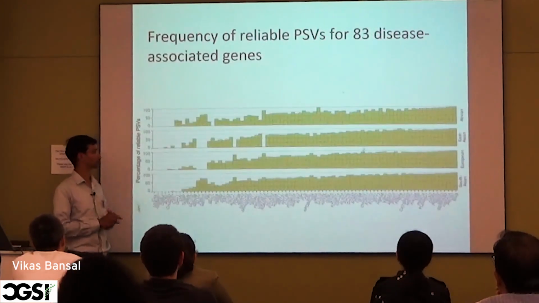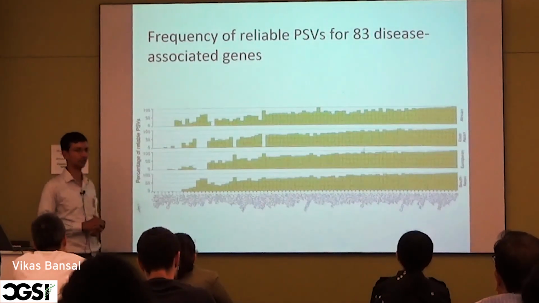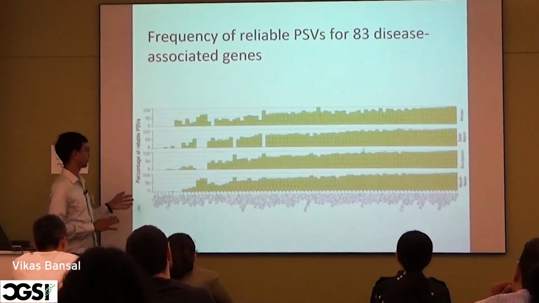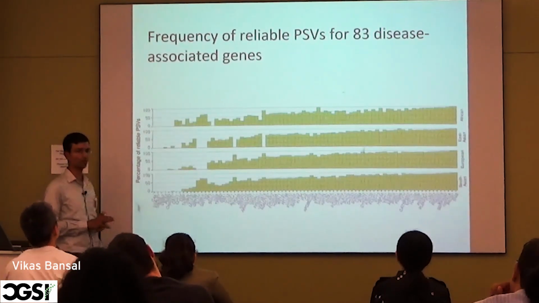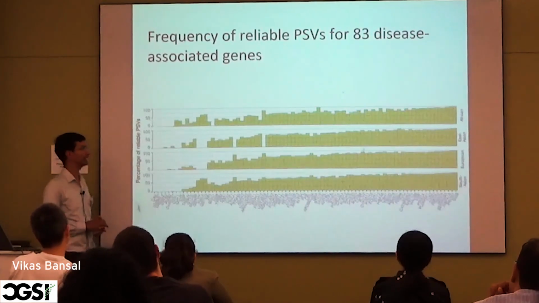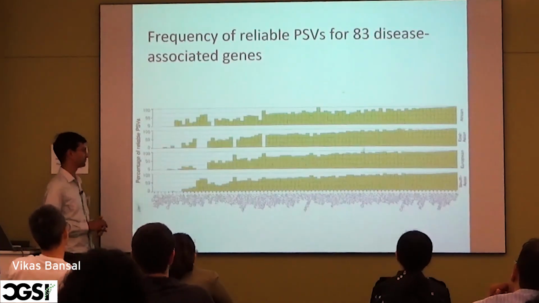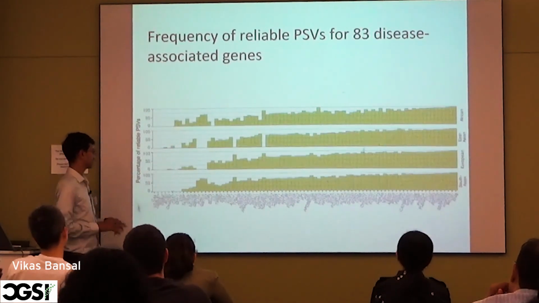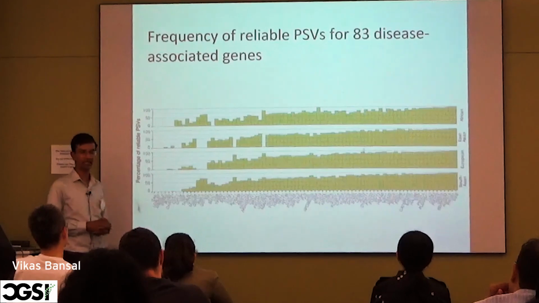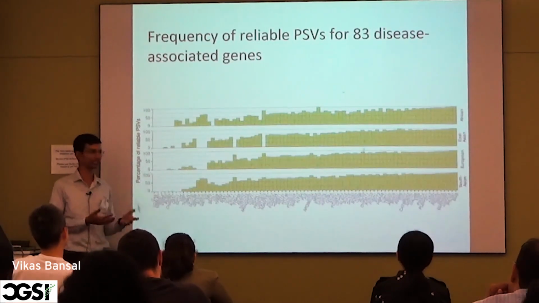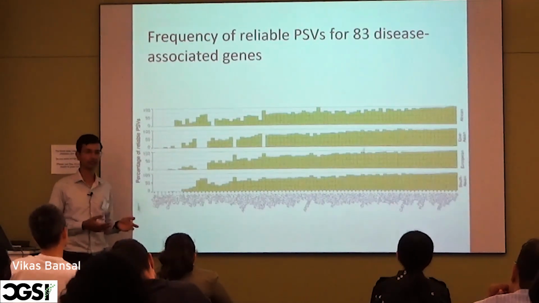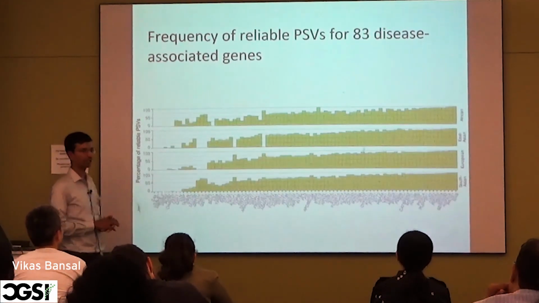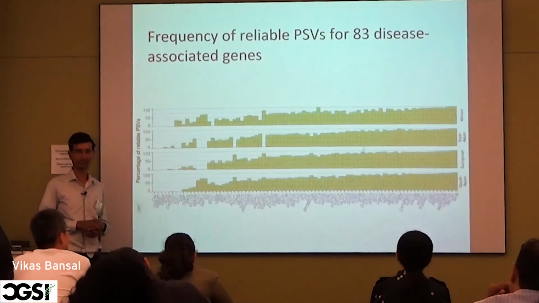So I just wanted to show you something interesting about the F values that I talked about, the PSV allele frequencies. Here I'm plotting the percentage of reliable PSVs across 83 disease associated genes, and there are 4 populations that we are showing here. You can see that the genes on the left basically have no reliable PSVs, at least based on the EM algorithm that we used, whereas on the genes on the right, almost all the PSVs are reliable.